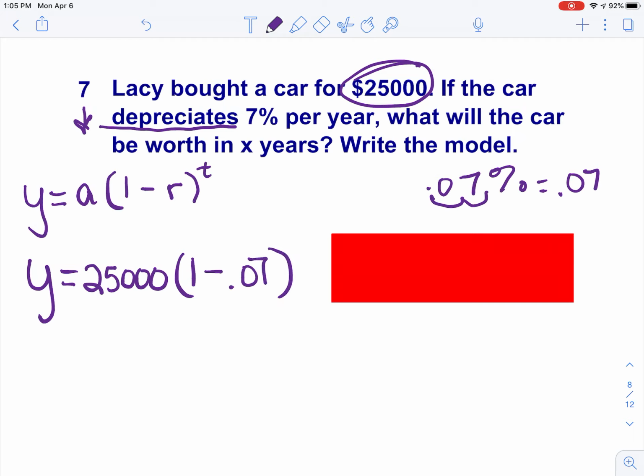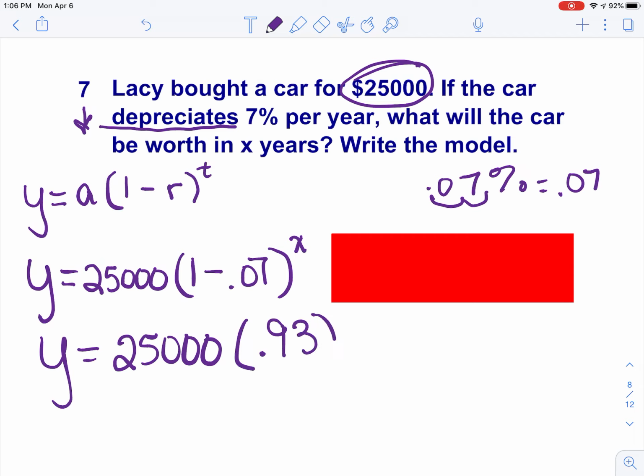And do I know the number of years? Nope, they said to put an X there. So now all we have to do is put that together. Y equals 25,000 times the quantity 0.93 to the X. And that is our model. We're done right there. When it says write a model, it wants the equation.